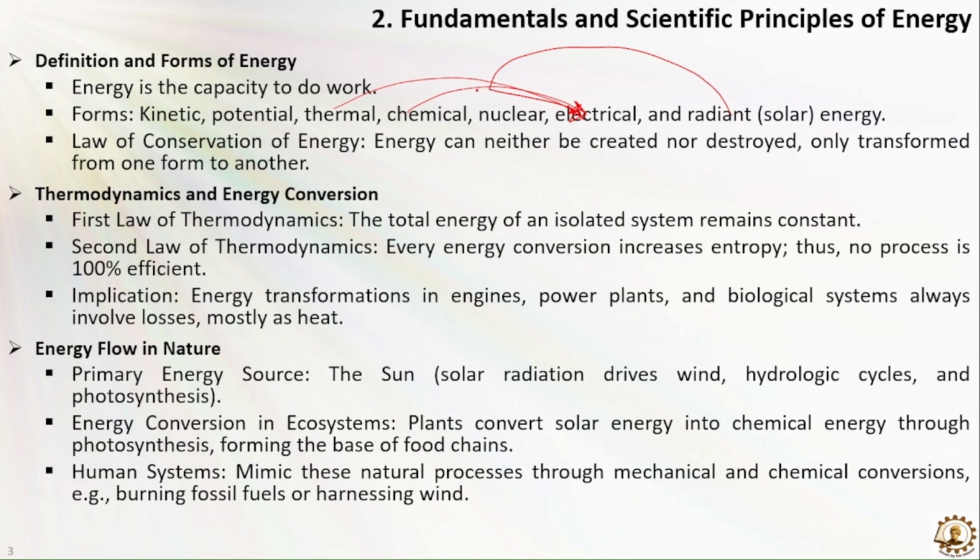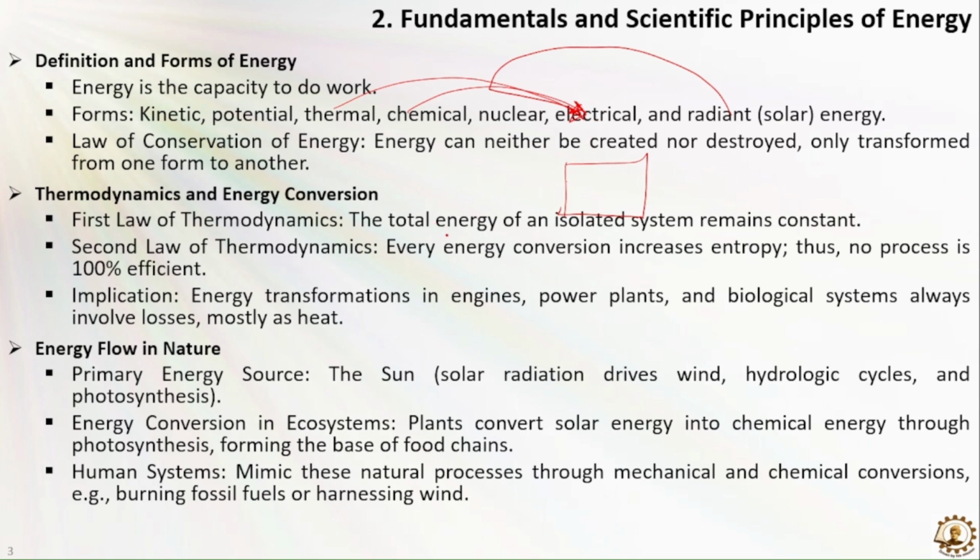Also, there are two thermodynamic laws associated with energy conversions. The first law of thermodynamics states that the total energy of an isolated system remains constant. Suppose we have a closed system, then the amount of energy present in this system will always be constant. It can only transfer from one form to another form.